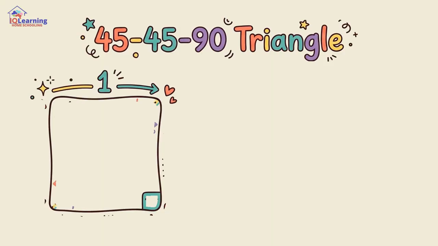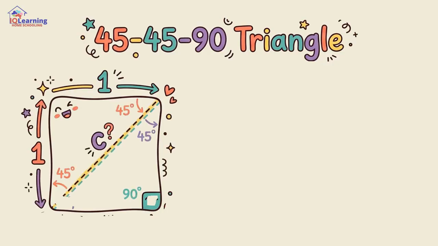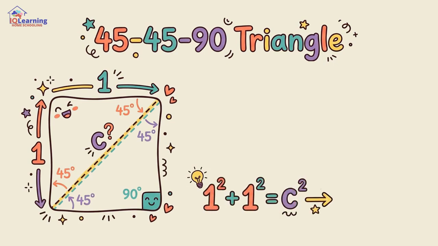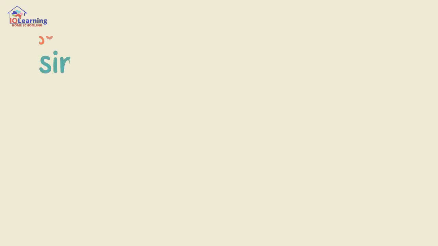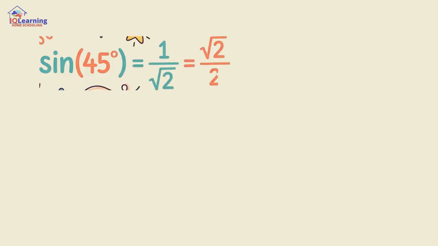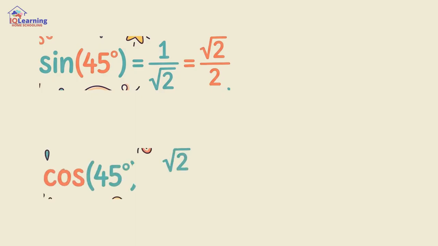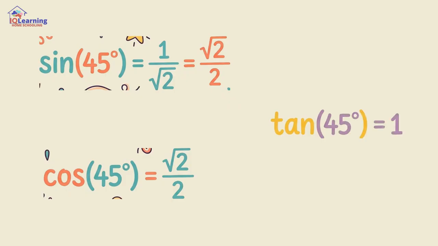Imagine a square with side length 1 cut diagonally in half. Each leg is 1, and the hypotenuse comes from the Pythagorean theorem. 1 squared plus 1 squared equals c squared, so c equals square root of 2. Now use SOH. For a 45-degree angle, sine is opposite over hypotenuse, so that's 1 over square root of 2, which becomes square root of 2 over 2. Cosine is the same thing because the triangle is perfectly symmetric. Tangent is 1 over 1, so tangent 45 degrees equals 1.